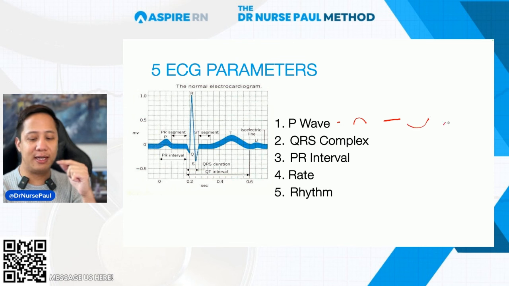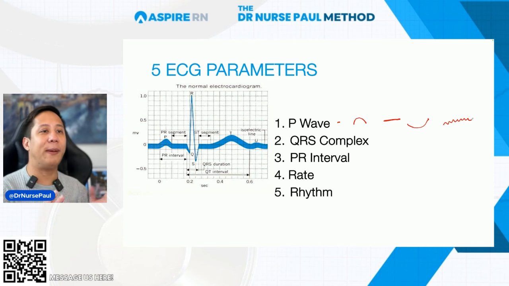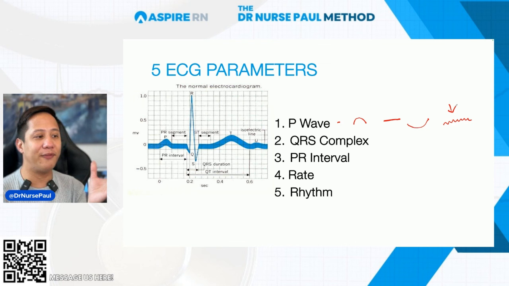If it looks like this, that's abnormal. That's called fibrillatory P waves. Fibrillation basically is chaotic, no pattern. No pattern, chaotic, that's fibrillation. Fibrillation, chaotic, no pattern, that's called a fibrillatory wave. So those are your normal findings.